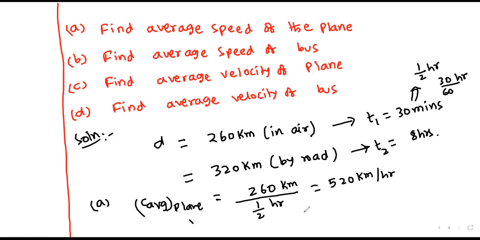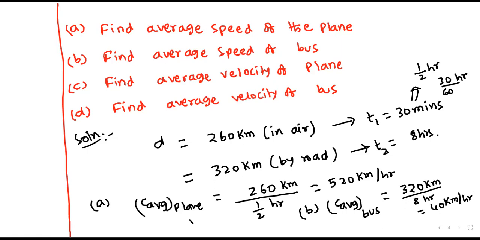Fine. Similarly, B bit, average speed. What will be the average speed of the bus? Total distance by time taken, sir. That is 320 kilometers by 8 hours. So it is 40 kilometer per hour, right? Yes, sir. Okay?